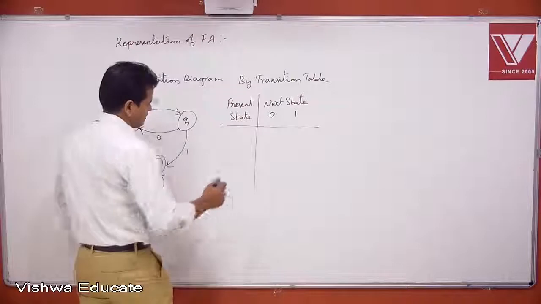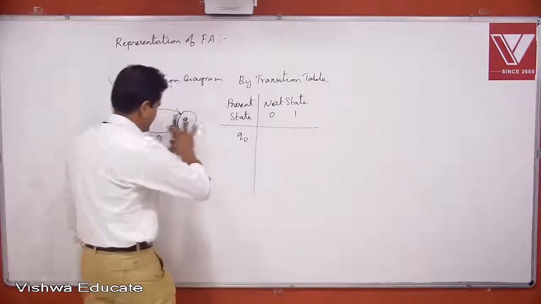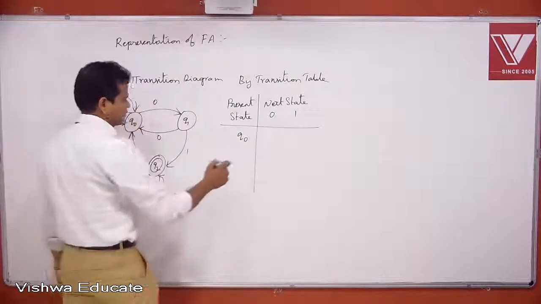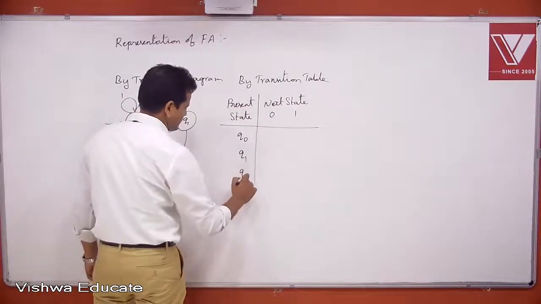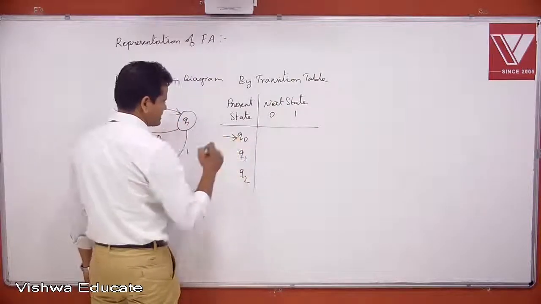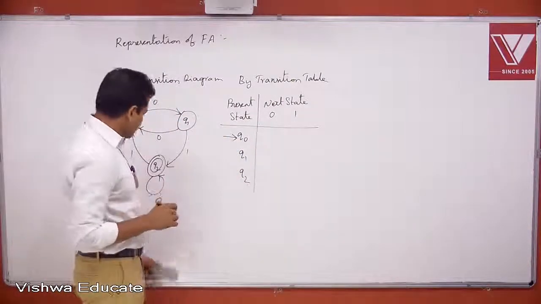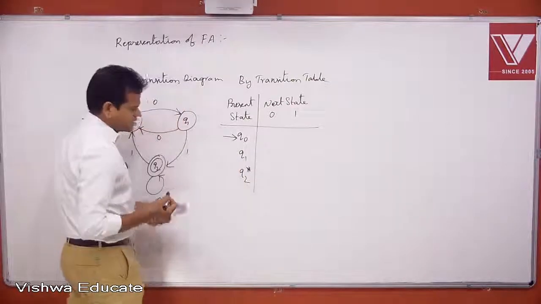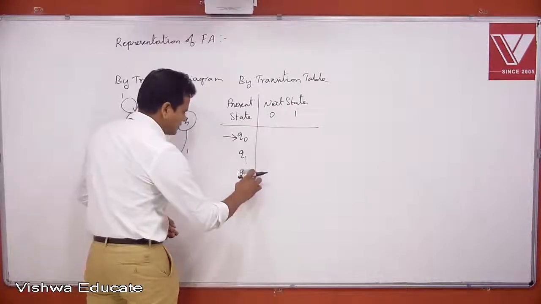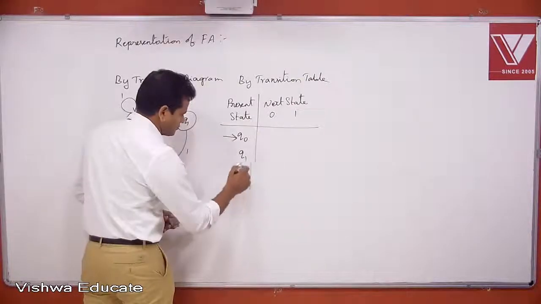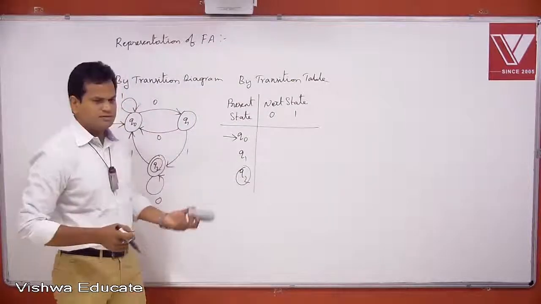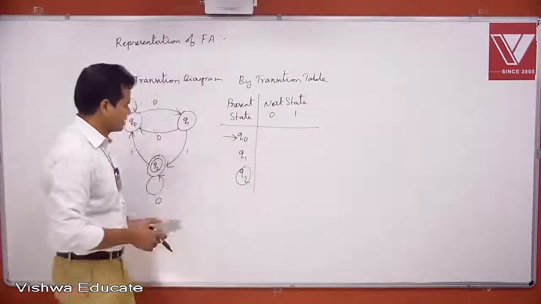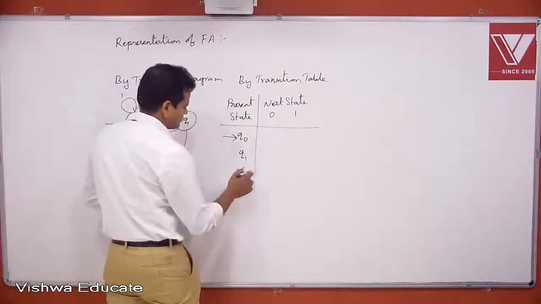And what are the states here? For the same finite automata, we are writing the table. The states are Q0, Q1, Q2, and the initial state will be represented by an arrow pointing towards it, and Q2 is the final. The final state we can represent using a star, or the same we can represent by a circle. Some textbooks write a star to indicate it is a final state, or we can use the circle also.